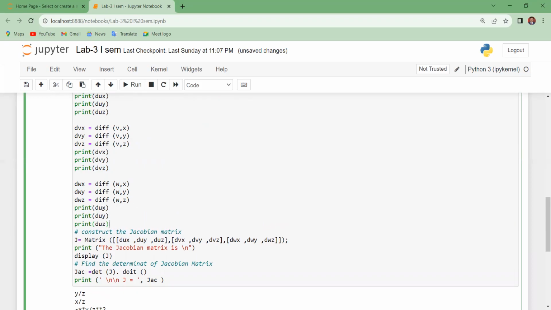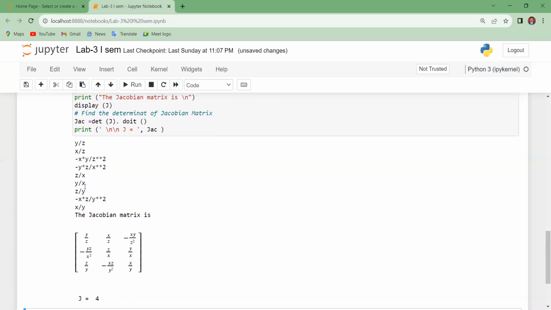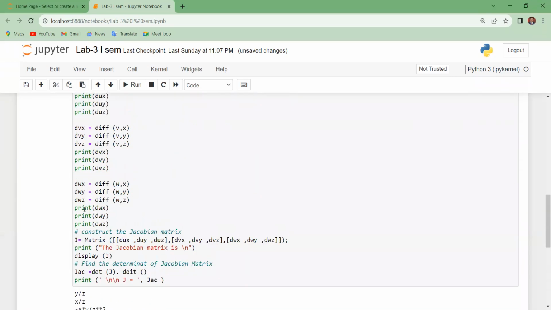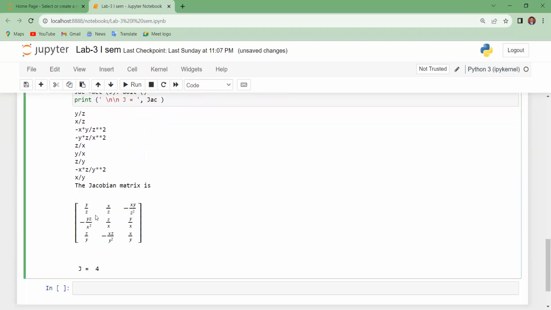So here also I'm doing the same with w. Just I want to run this. So y by x, z by y, minus xz by y square. So differentiate w with respect to x, that is stored in dwx. Differentiate w with respect to y, that is stored in dwy. Differentiate w with respect to z, that is stored in dwz. So we get the values of this.